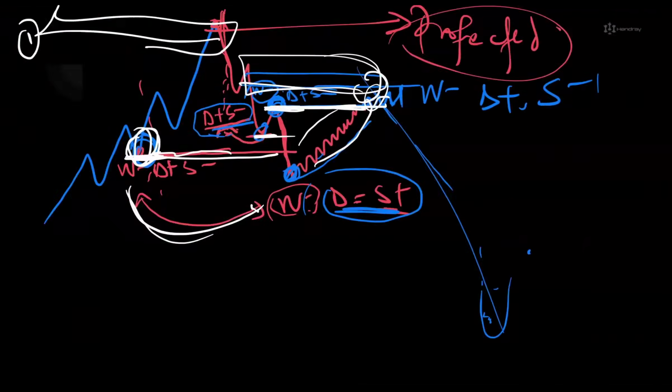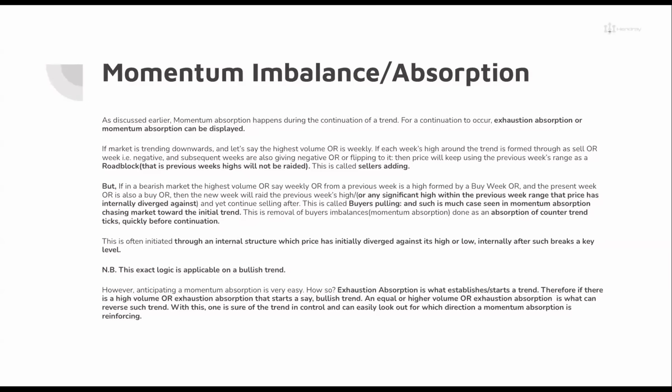So now let's read out everything we have said. As discussed earlier, momentum absorption happens during the continuation of a trend. For a continuation to occur, exhaustion absorption or momentum absorption can be displayed. If market is trending downwards, and let's say the highest volume OR is weekly, if each week's high around the trend is formed through a sell OR week that is negative, and subsequent weeks are also giving negative OR or flipping to it, then price will keep using the previous week's range as a roadblock. That is, previous week's high will not be raided. This is called seller's hardening.